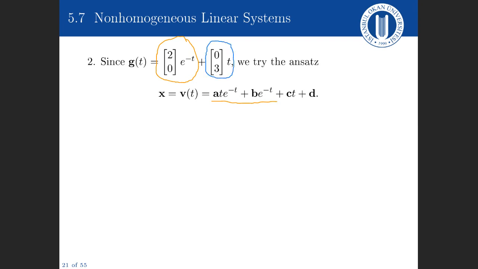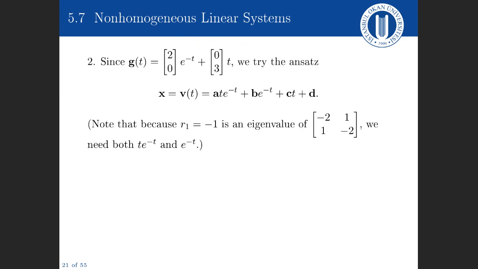For the second function, we have a first order polynomial, a vector multiplied by t. So my guess for the second one is going to be a first degree polynomial. That's some vector c multiplied by t plus some vector d. And let me just repeat. Because minus 1 is an eigenvalue of our matrix, we can't just have e to the power minus t in our ansatz. We need to have both t e to the power minus t and e to the power minus t. Slightly different from chapter 3, when we would only have t e to the power minus t. Here we're going to need both.